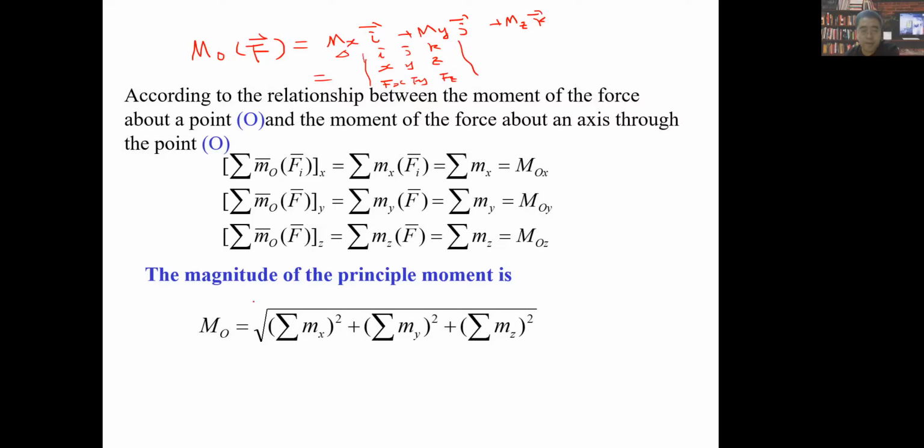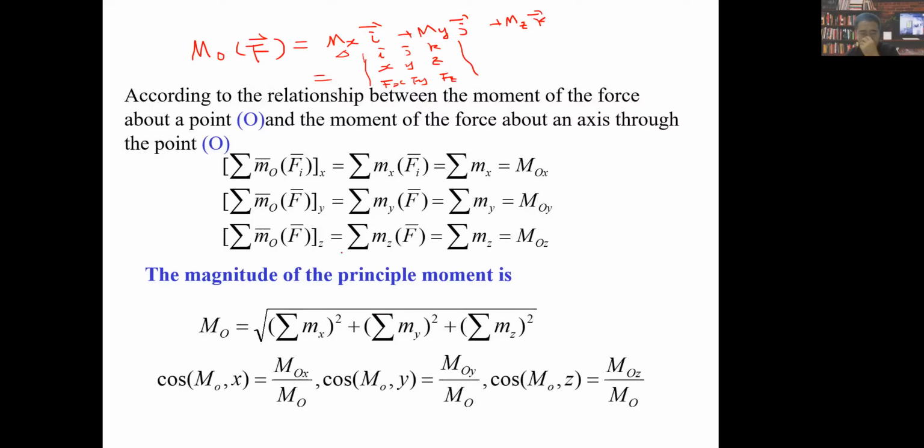And the magnitude of the principal moment will be this. It's just another vector, right? It's similar to the principal force or principal vector. It's just another vector, right? So I think you can totally understand that. It just needs some basic mathematical knowledge, right? So let's continue.